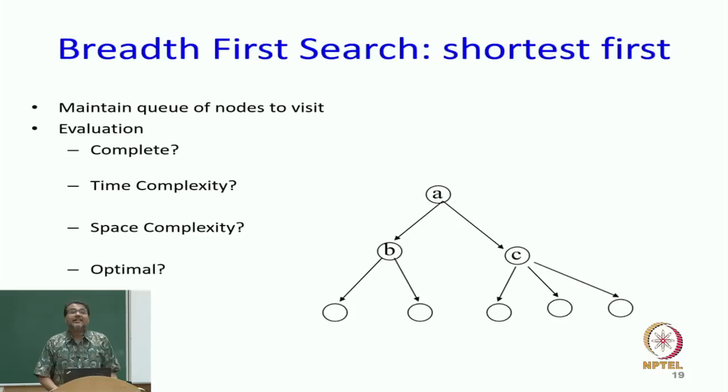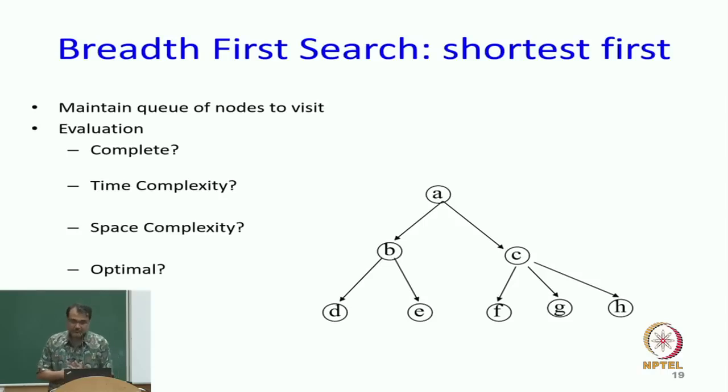So, then I will have D, E, F, G, H, and at every point I will maintain a frontier, and this frontier will tell me all the nodes that I have not expanded so far. So, for example, after A I will have in my frontier B and C, then I expand B. So, I add D and E in my frontier, and so my frontier will look like D, E, C. Then I expand C, and then my frontier will look like D, E, F, G, H, right. So, this is how breadth first search works.